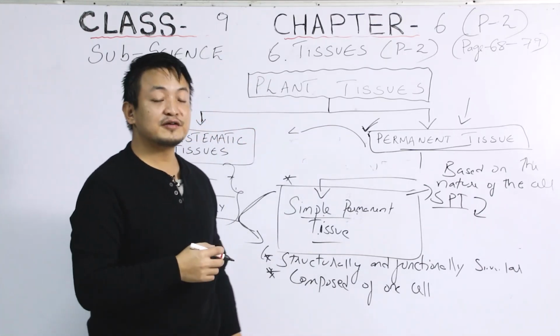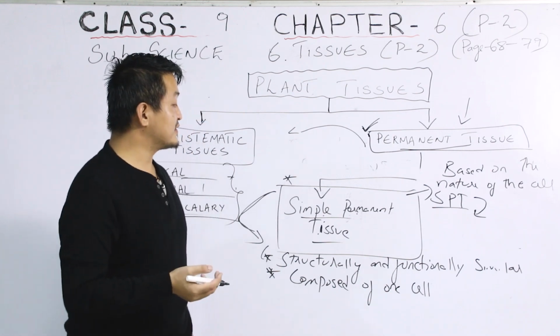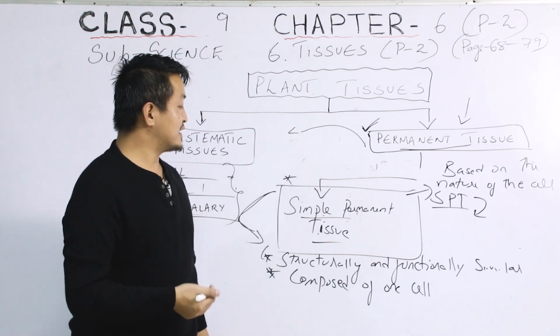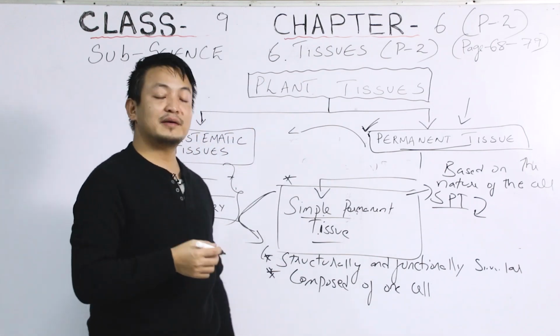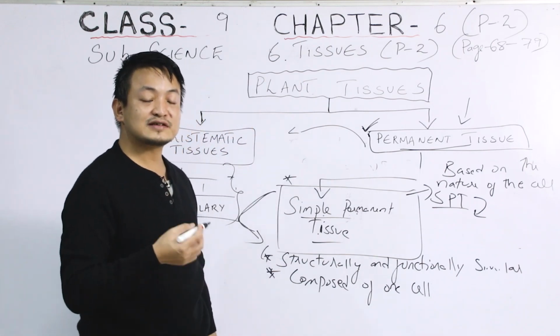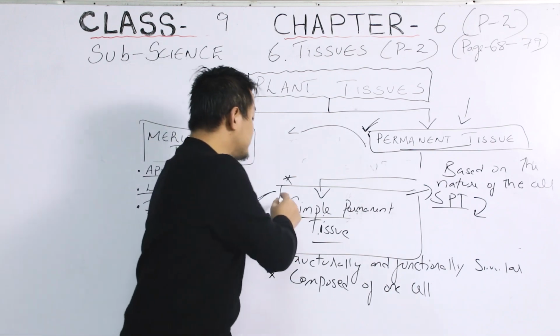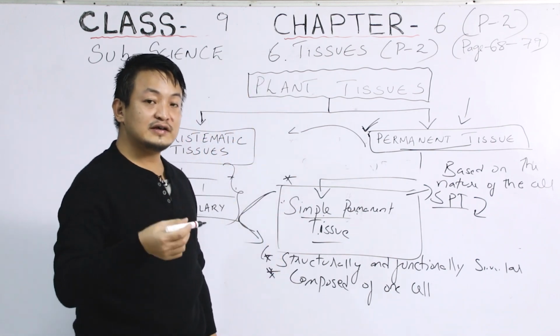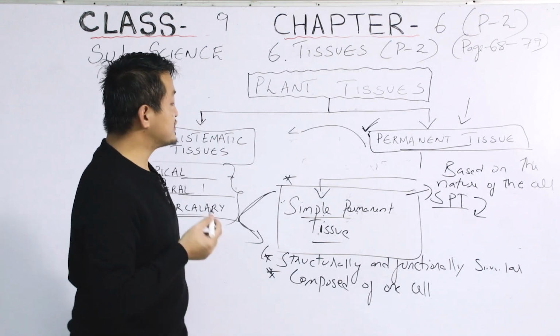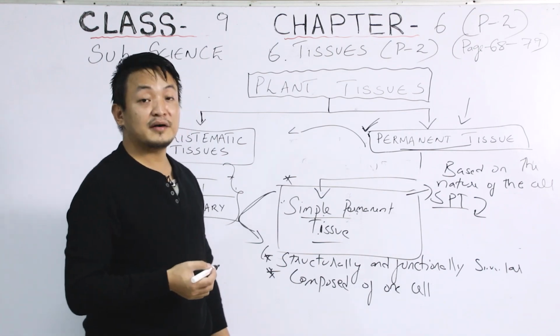These three are very important. In the exam, they often ask what the three types of simple permanent tissue are. In that case, you just have to name them: parenchyma, collenchyma, and sclerenchyma. For long answer questions, you have to describe each tissue. So first we'll start with the parenchyma.